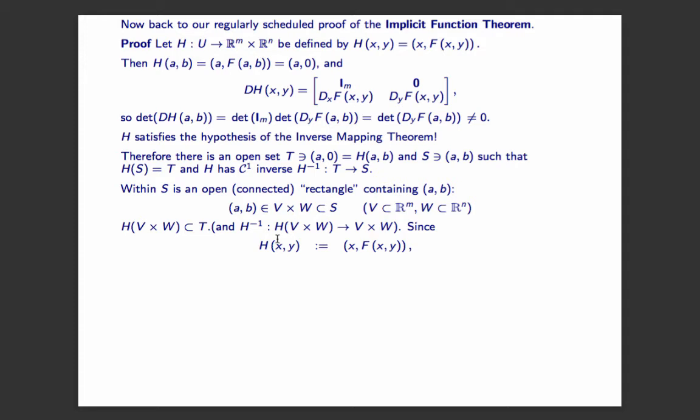Now, remember the definition of H. I'm just repeating what we defined H as, down here so we have it right in front of us. H of (x, y) is defined to be (x, f(x, y)). In other words, H takes x and does, well, nothing to it, so we know how to invert that part.